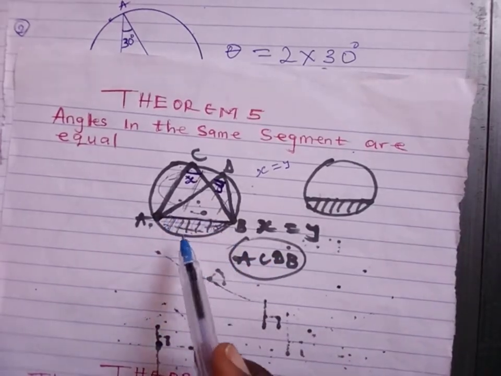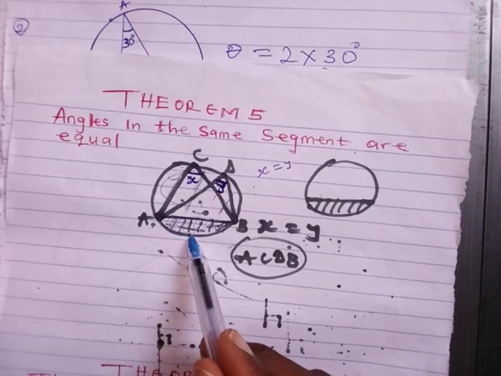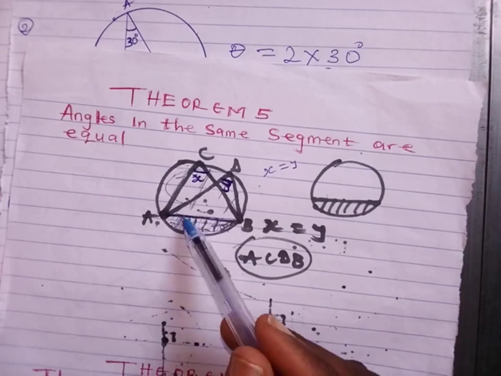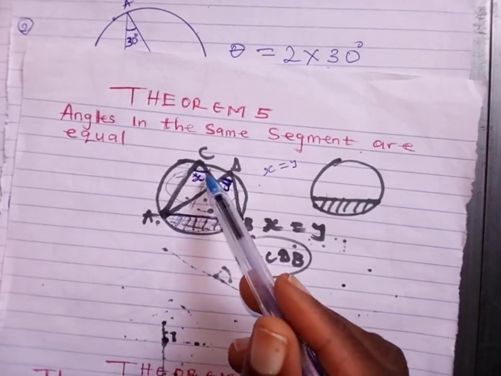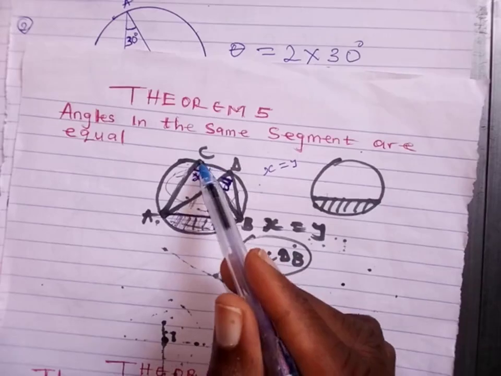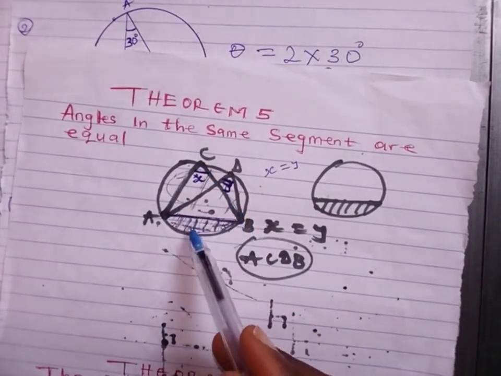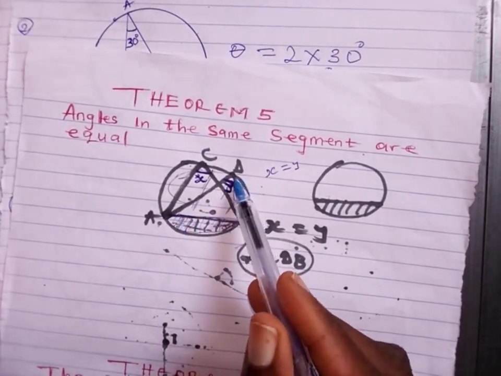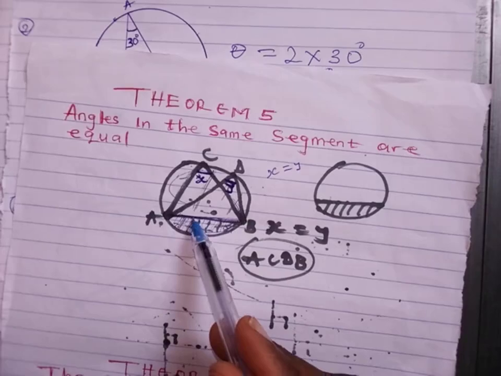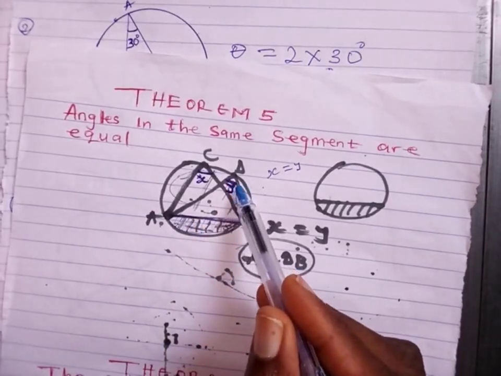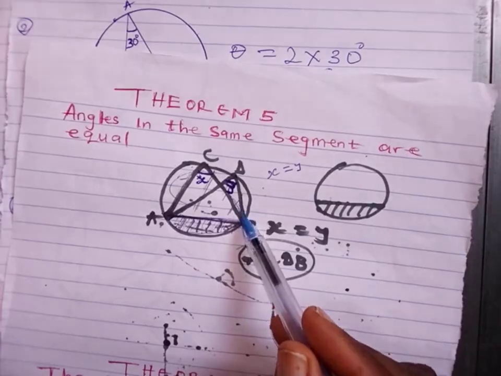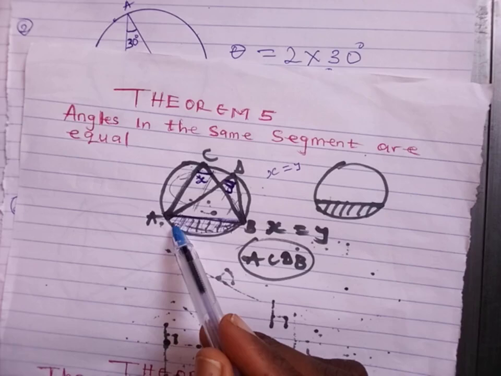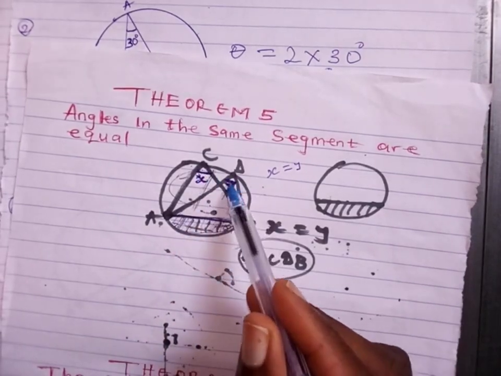Remember, a segment is the part of the circle which is bounded by an arc and a chord. So when you have angles formed from the same segment, the theorem is saying that they are going to be equal. The angle at this point is coming from this segment. Look at how the line is running. They have the same base or the same chord. Likewise, if you look at this triangle, it's coming from this chord and having the same segment, and it's forming an angle Y. If you also look at this triangle here, it has the same chord with this one, and it's coming from the same segment. Hence, the law is saying that when this happens, the angle here is going to be equal to the angle here.